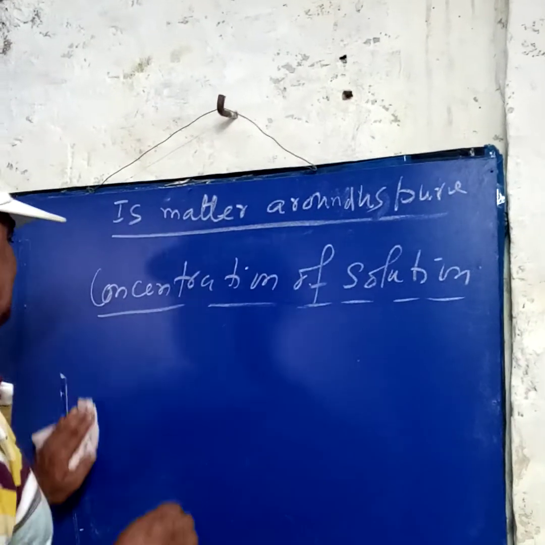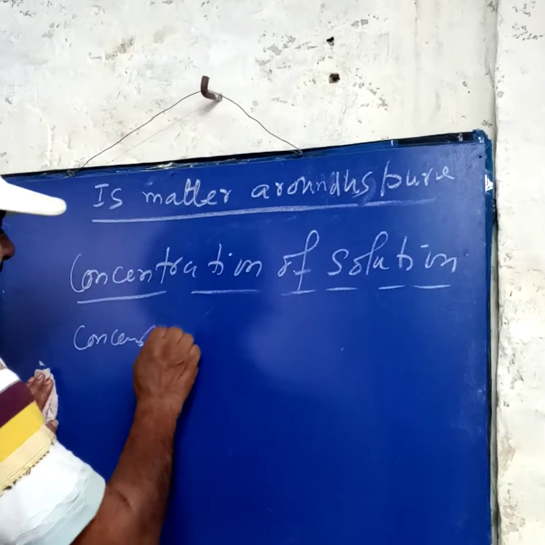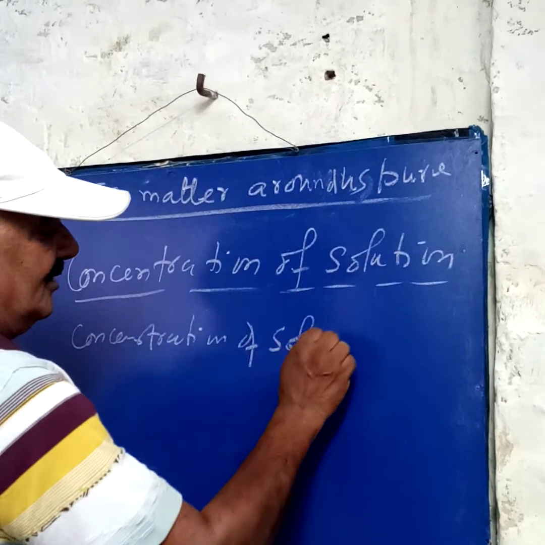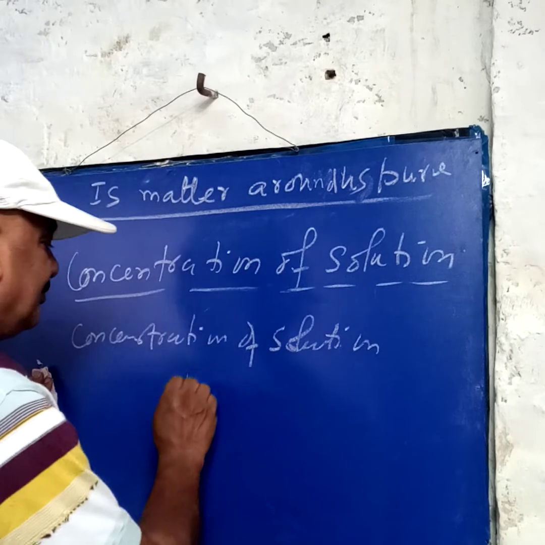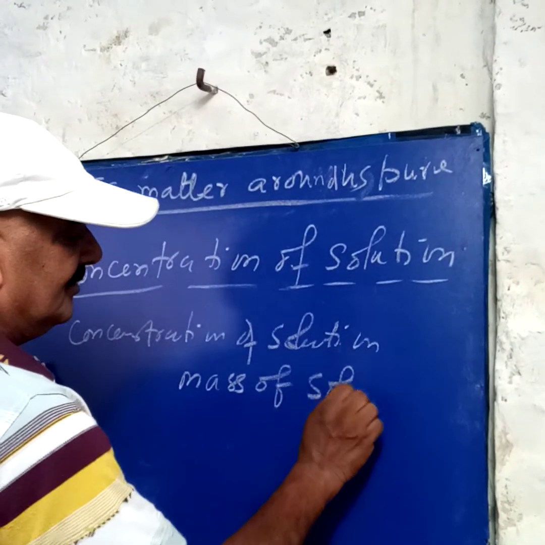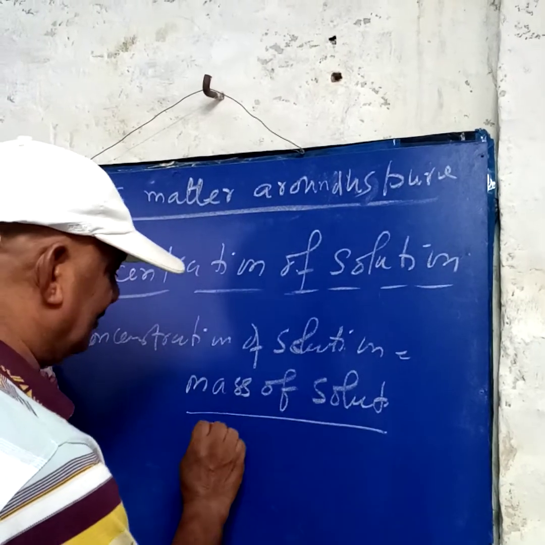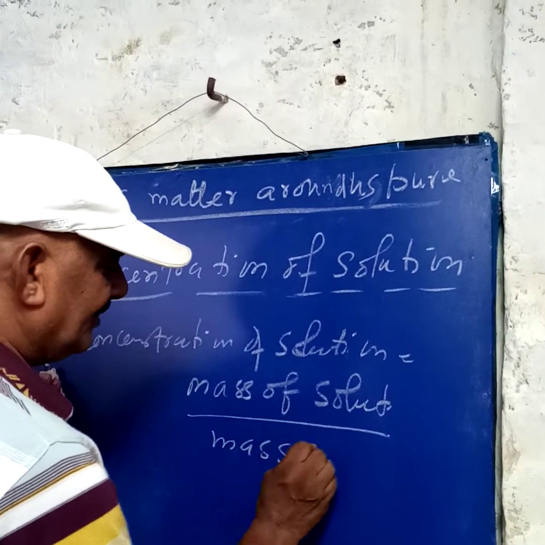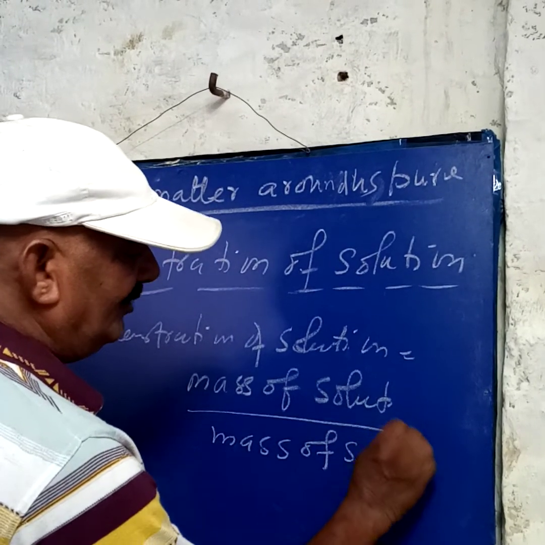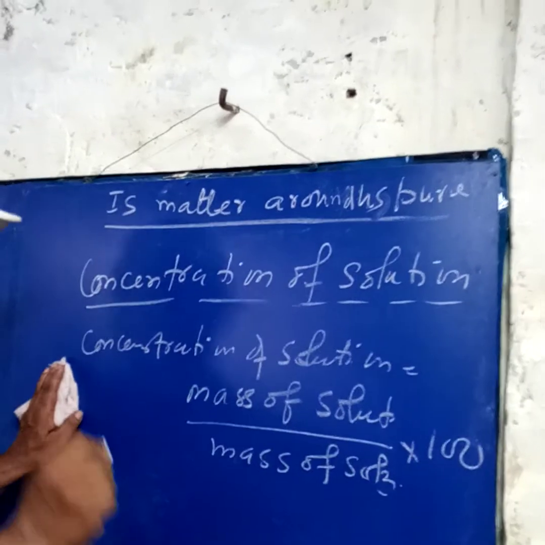How do we know the concentration of the solution? Concentration of solution is equal to mass of solute by mass of solution into 100. Then we know the concentration of solution. Suppose I have given one problem.